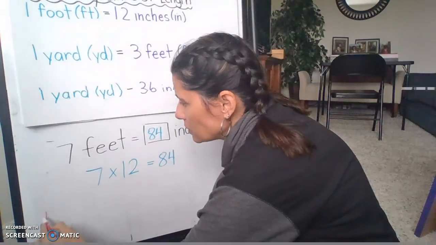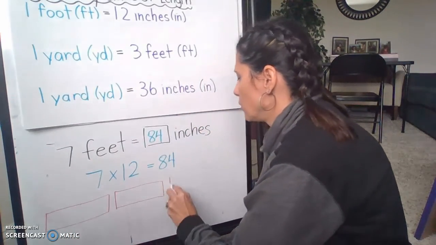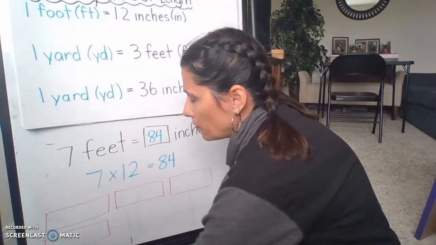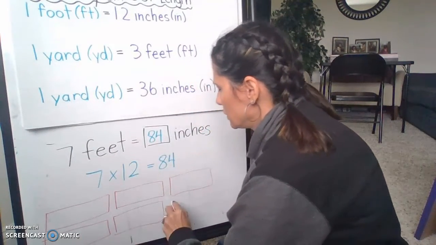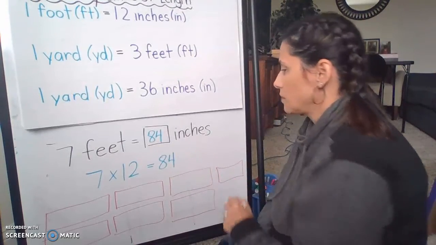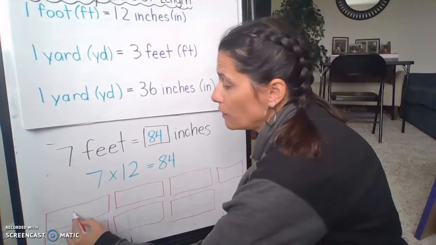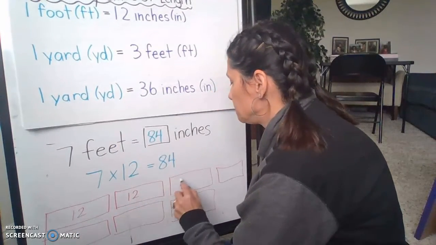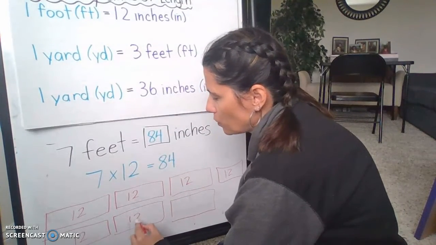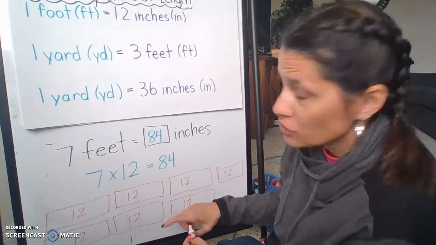Okay, so we have our feet. 1, 2, 3, 4, 5, 6, 7. Okay, so we have our 7. And if 1 foot is 12 inches, so I can put 12s in all those. Those are all worth 12 inches. And then if I added all those together, that should be 84.